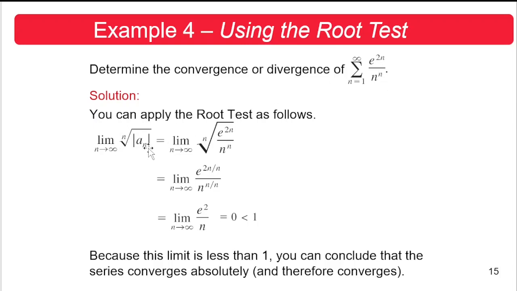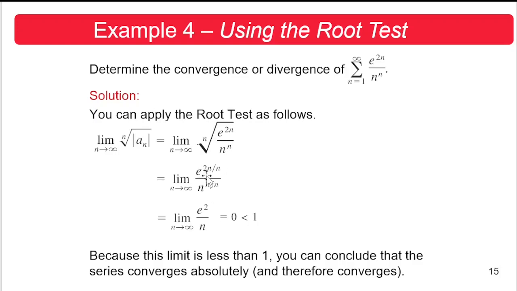By substitution, this can be written as the limit of the nth root of the absolute value of a sub n. But a sub n is e to the 2n all over n to the n. When you take the absolute value, this is the same thing as the nth root of the given series. Because we need to extract the nth root of a sub n, we can raise each term of the numerator and denominator to 1 over n.